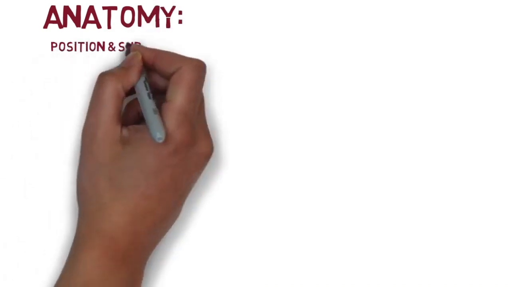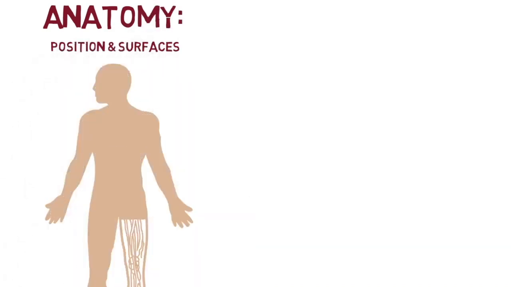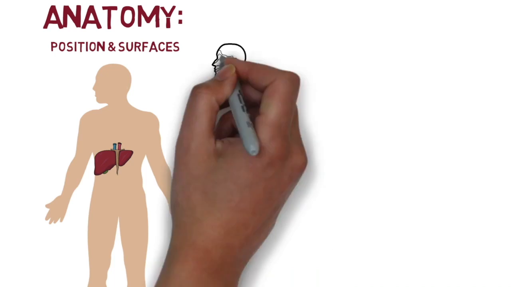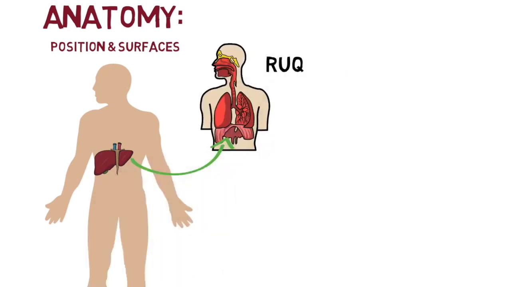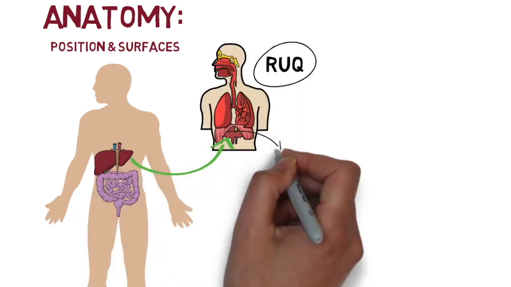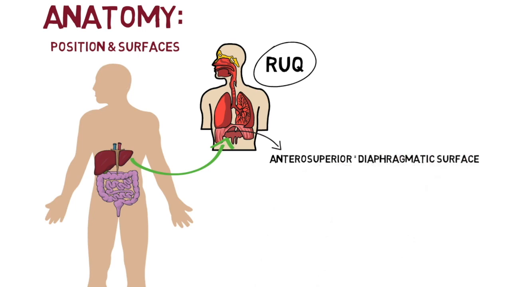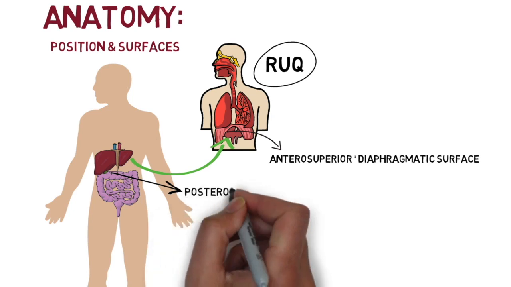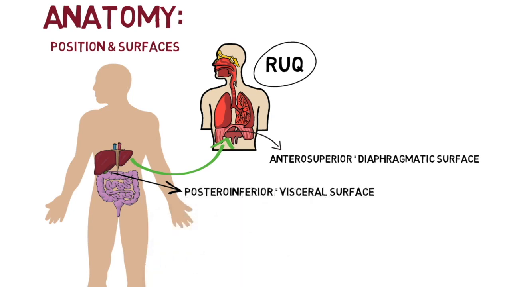Firstly, we'll revisit some basic anatomy, starting with the position and surfaces of the liver. The liver is found underneath the right side of the diaphragm in the right upper quadrant of the abdomen. Its anterior superior surface is in contact with the underside of the diaphragm, whilst its posterior inferior surface is in contact with the underlying viscera.